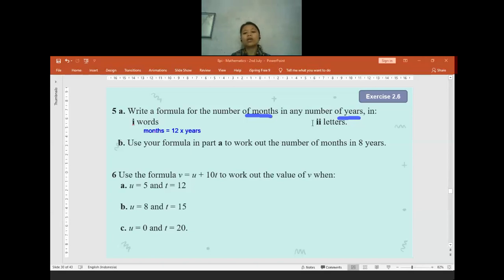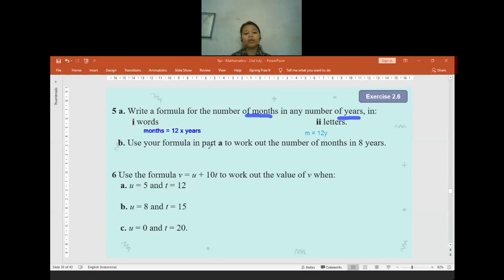Okay. Now, in letters, we can change the months into the letter M. So I can write M will be equal to 12Y, because the years I will make as Y, and 12 times Y will be equal to 12Y. Is there anyone who gets confused, or maybe I go too fast? No?